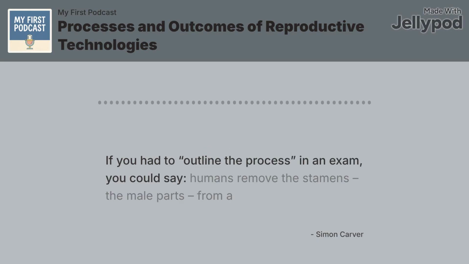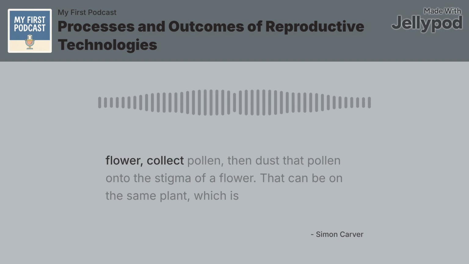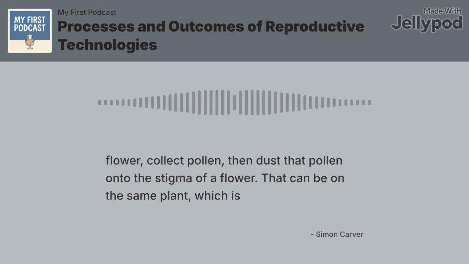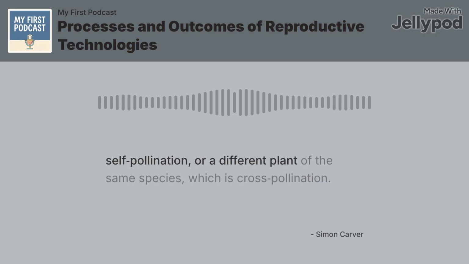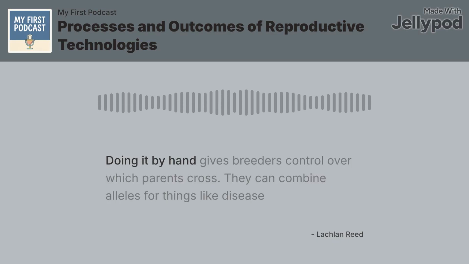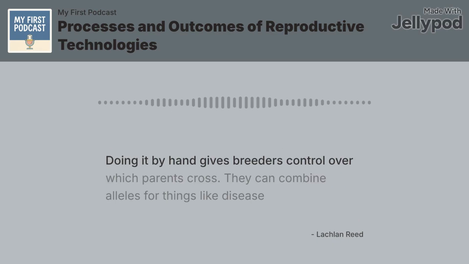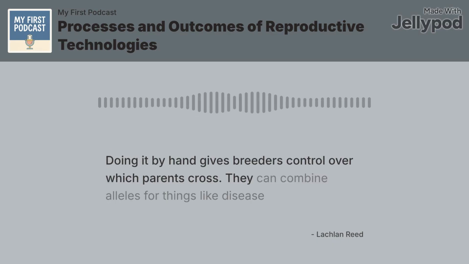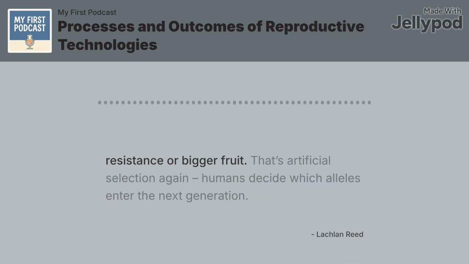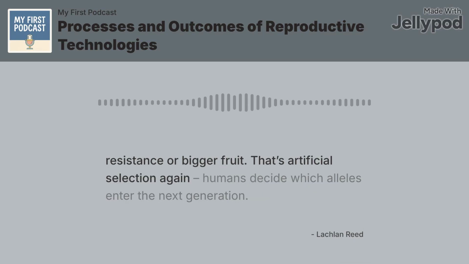Humans remove the stamens, the male parts, from a flower, collect pollen, then dust that pollen onto the stigma of a flower. That can be on the same plant, which is self-pollination, or a different plant of the same species, which is cross-pollination. Doing it by hand gives breeders control over which parents cross. They can combine alleles for things like disease resistance or bigger fruit. That's artificial selection again. Humans decide which alleles enter the next generation.